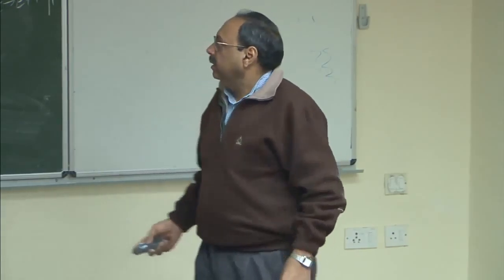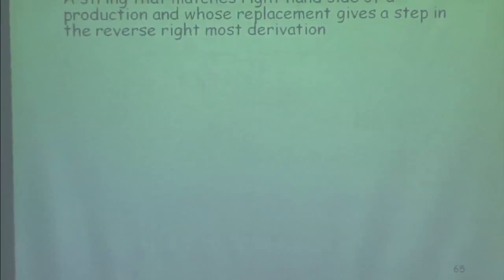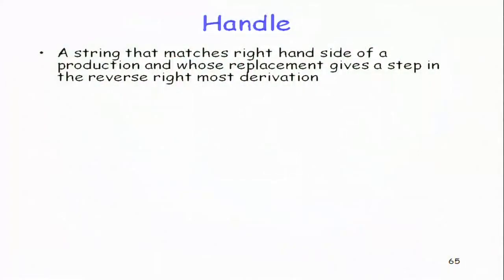See, ultimately, what I have to do is, let me go back to the last foil, what I was just showing. Handle. So here we are saying that a string that matches the right hand side of a production and whose replacement gives a step in the rightmost derivation. That means if I can have a method which captures this information into identifying a handle, then the job is done. Then I don't have to worry about rightmost derivation. So somehow this becomes part of the construction of the parser, not when the parser is actually parsing a string.